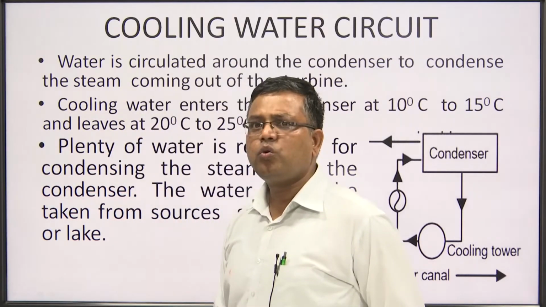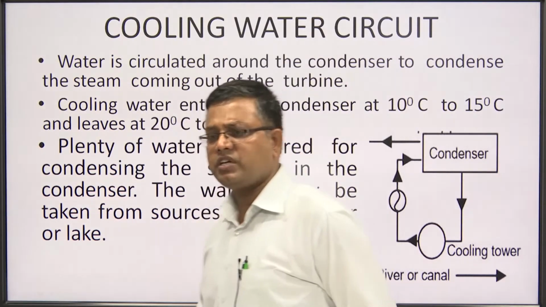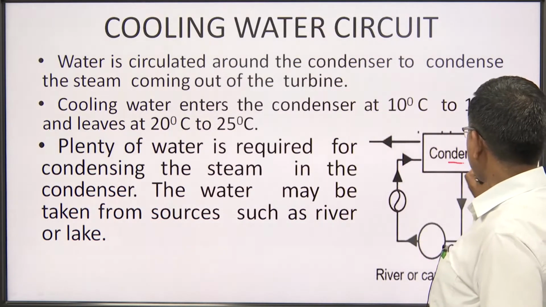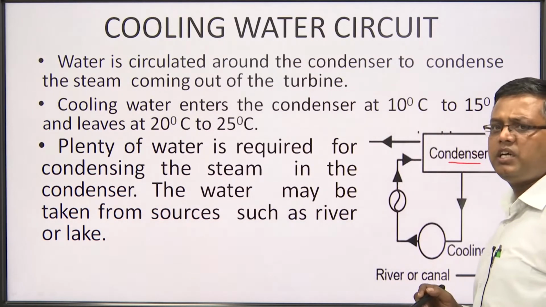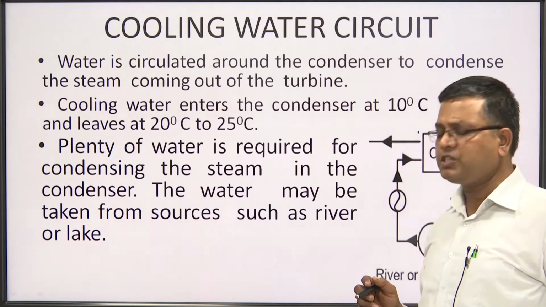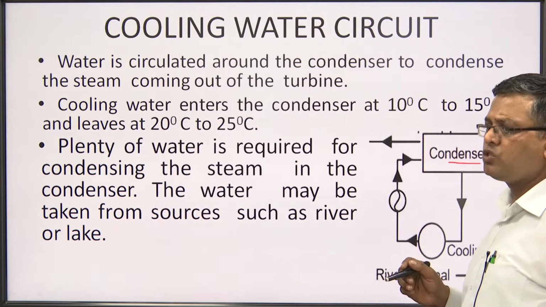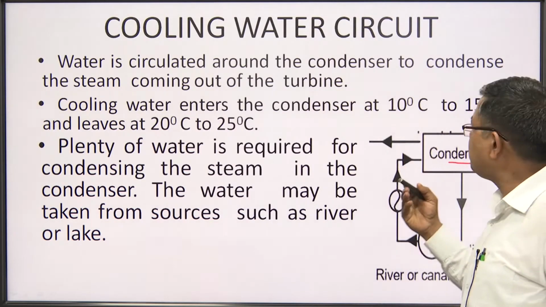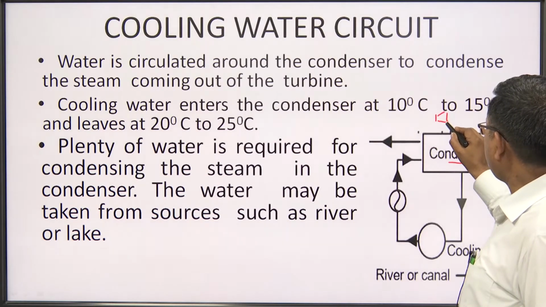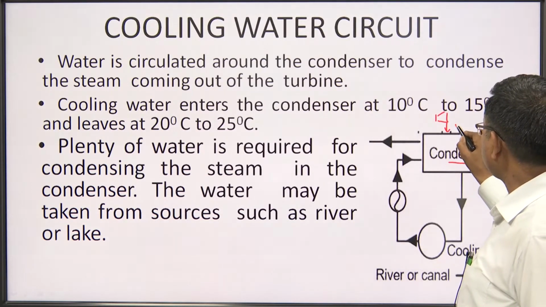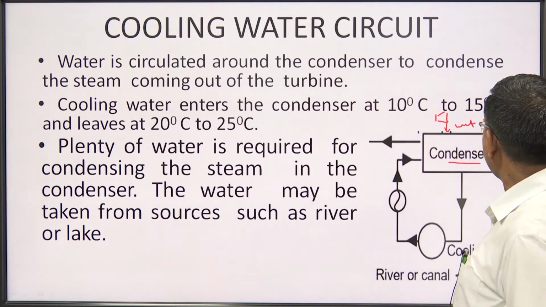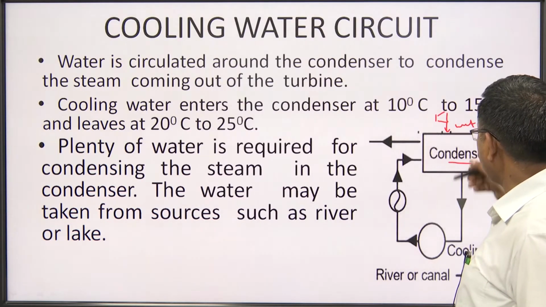Next is the cooling water circuit. So, dear friends, you can see the cooling water circuit. Cooling water is used in the condenser to extract the heat of the wet steam, or the exhaust steam coming out from the steam turbine. Here there is a steam turbine, and the wet steam coming from here enters into the condenser.